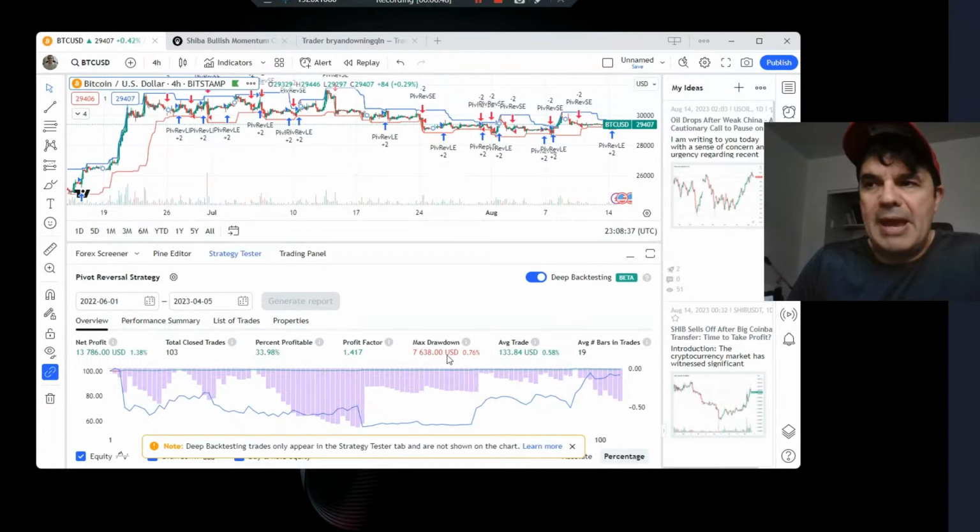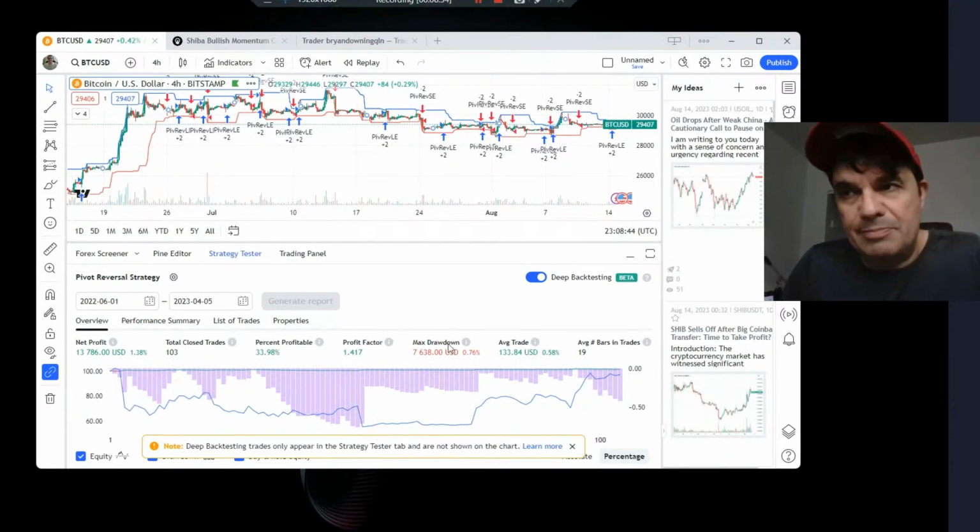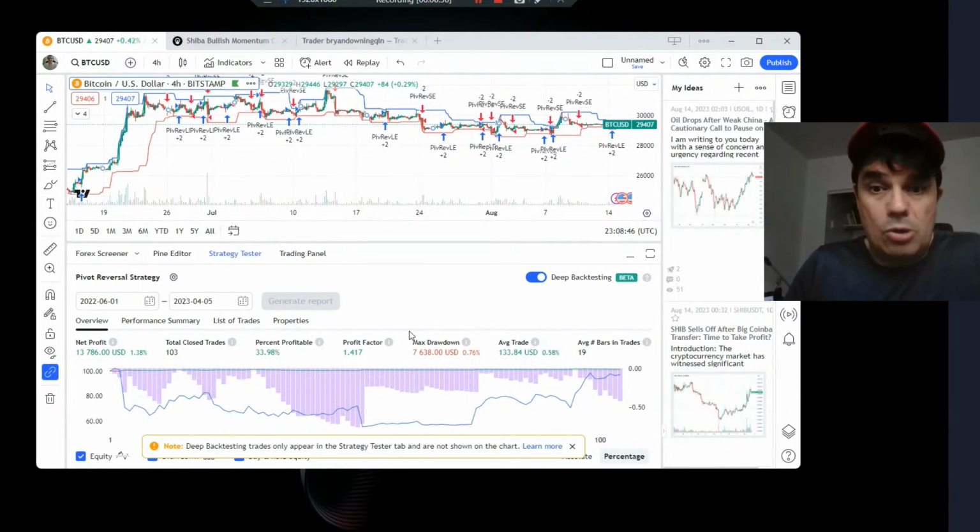One thing about the max drawdown, you don't want to have a max drawdown of more than 15%. Anything over 15% with the results, you don't want to go with that trading set of parameters and results. Okay. So that's just something to keep in mind.